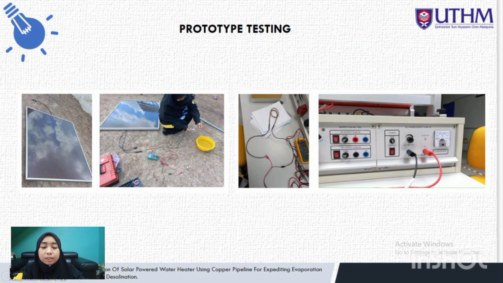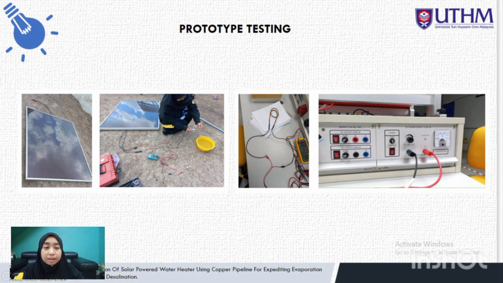Okay, and then for the prototype testing, this is the picture where I test the prototype at the panel side. I connect the prototype directly to the PV panels. It's not working because there is a short circuit, and we detect the short circuit because the socket itself is metal. So when the copper wire directly touches the socket, it will cause a short circuit.